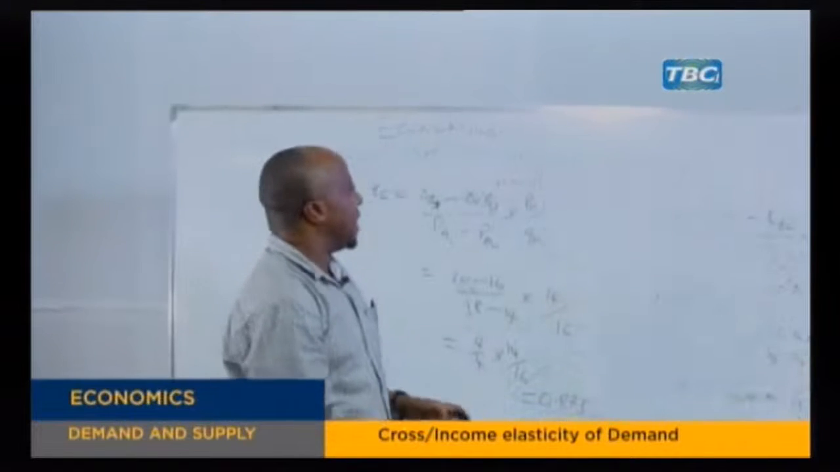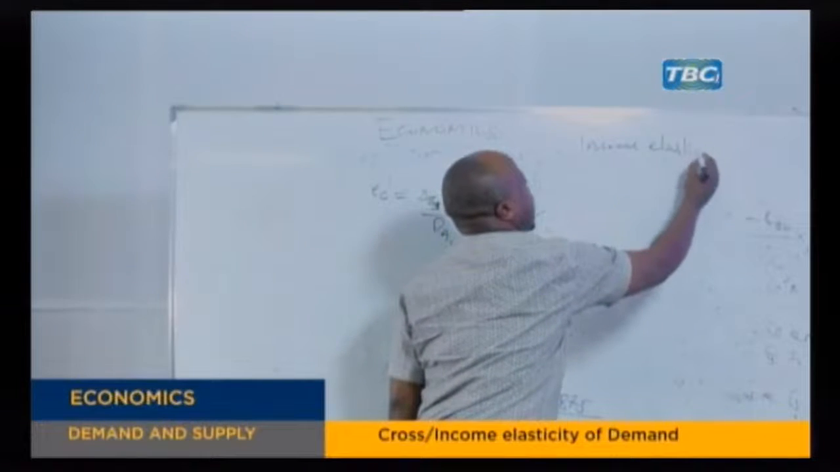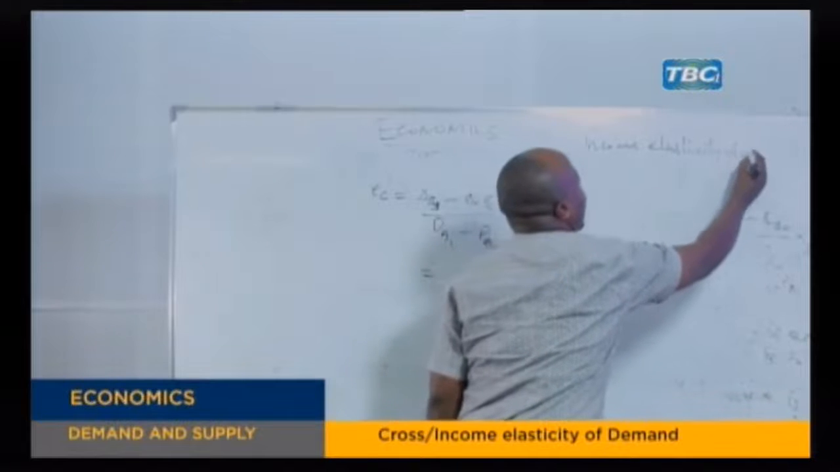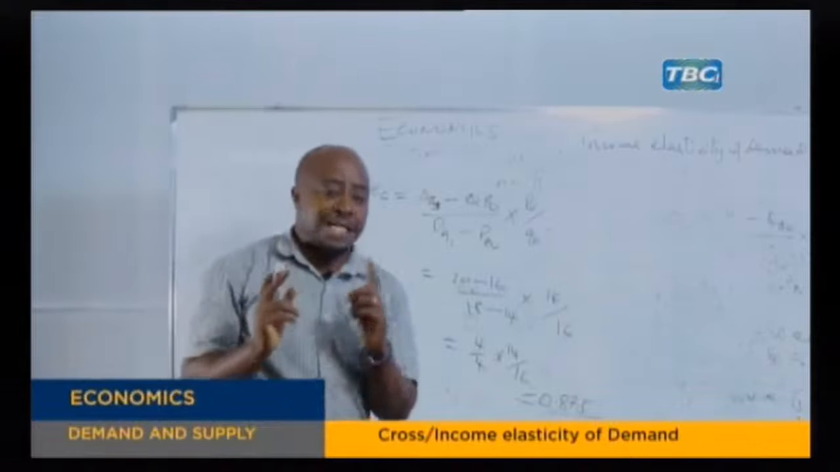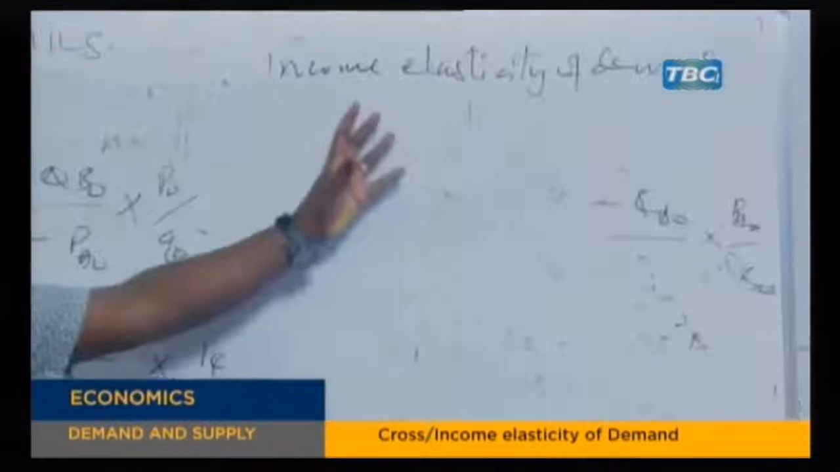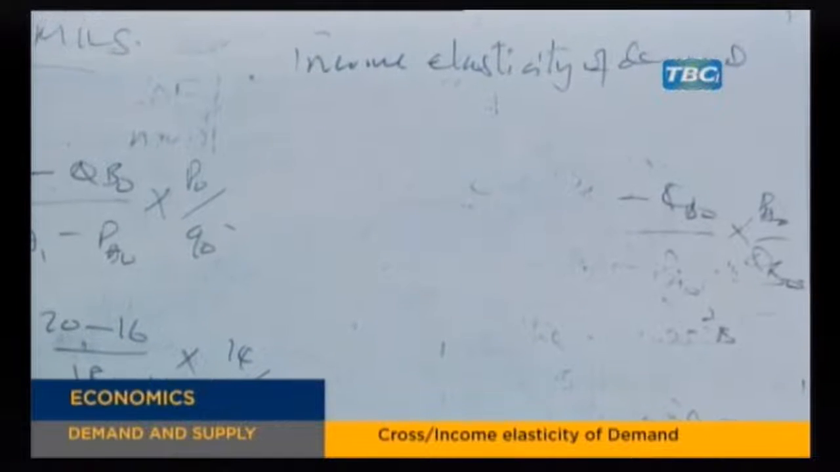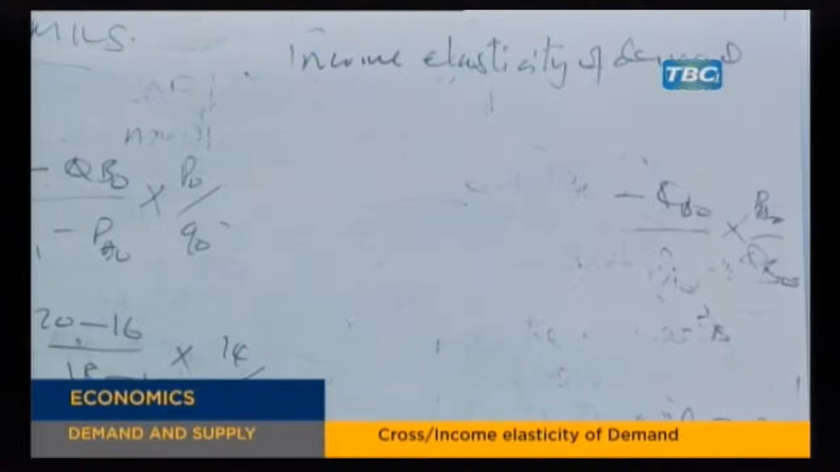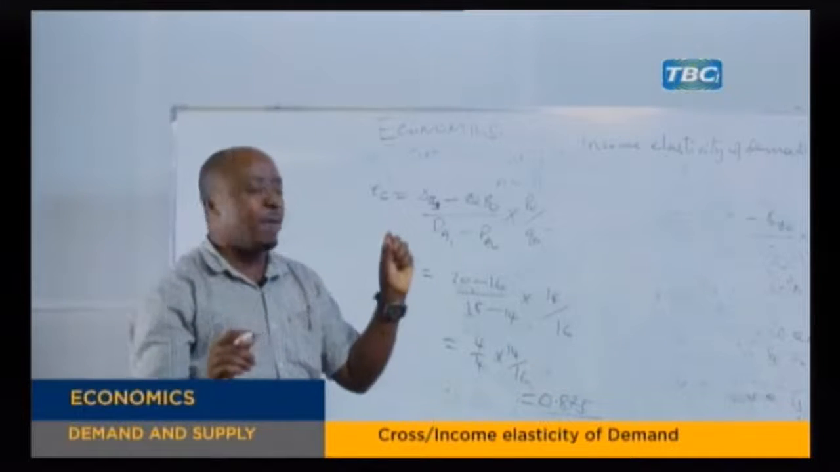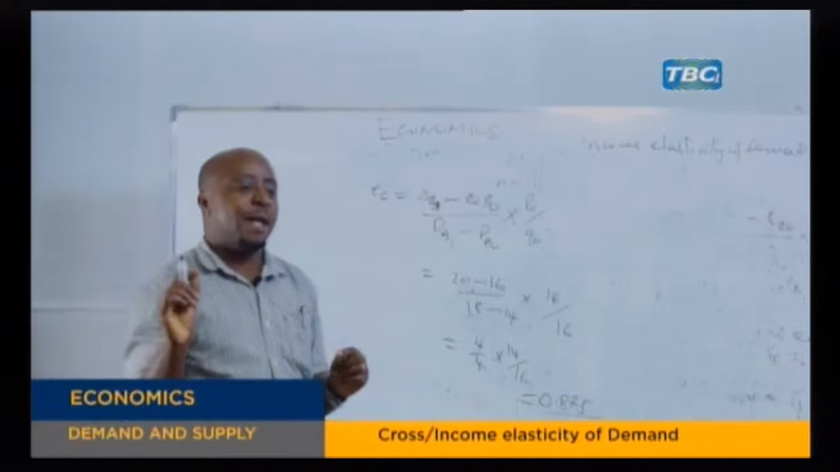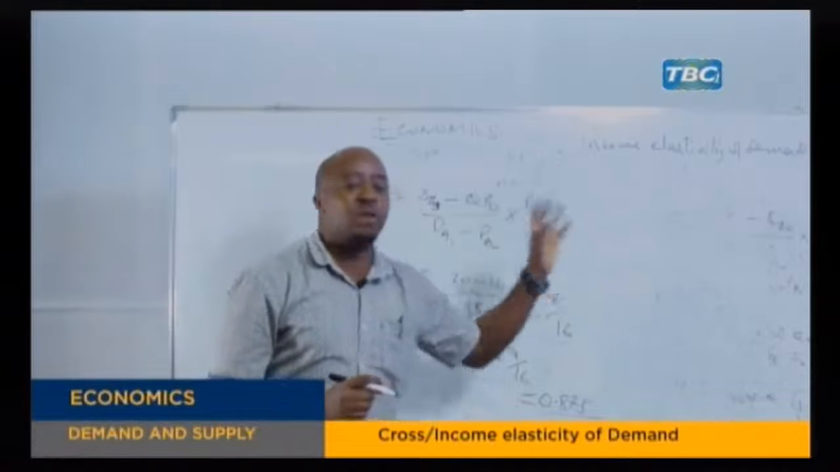In the case of income elasticity of demand, we want to measure the response of quantity demanded when the income of a consumer changes. Because in elasticity we are measuring two variables, when income changes we expect the quantity demanded to change. That relationship between a change in income, which results in a change in quantity demanded, is what we call income elasticity of demand.